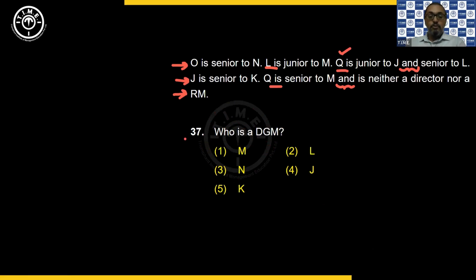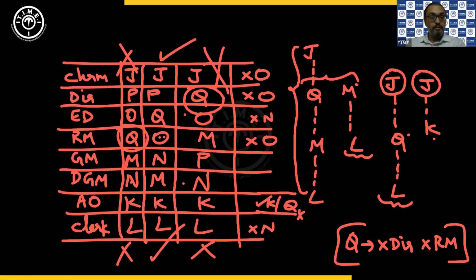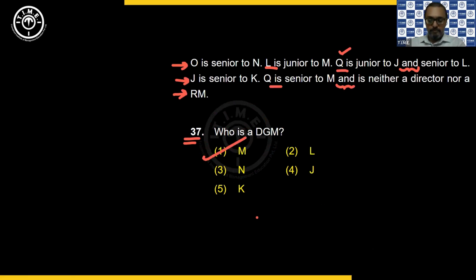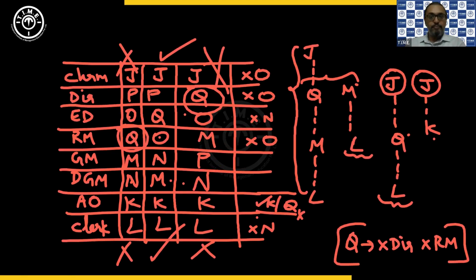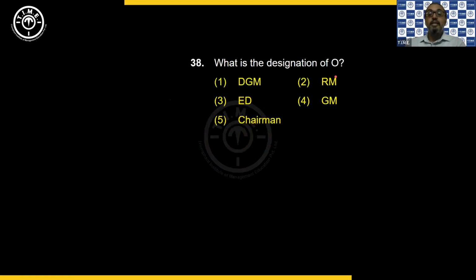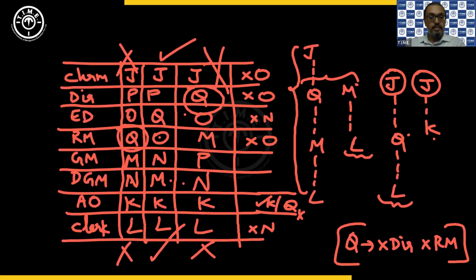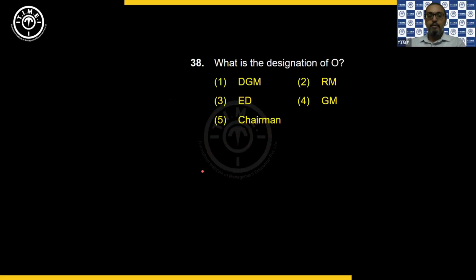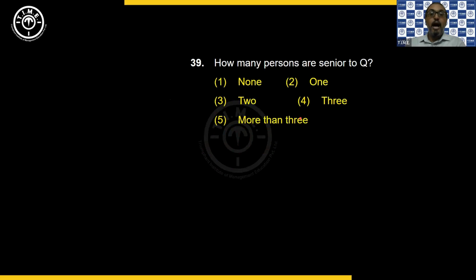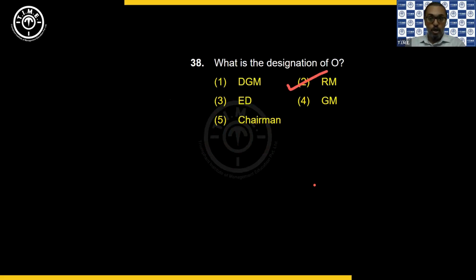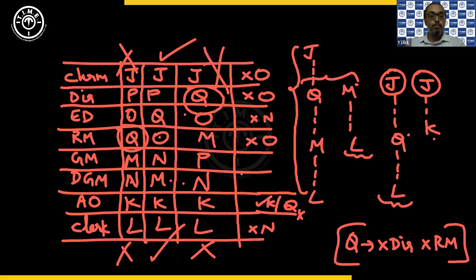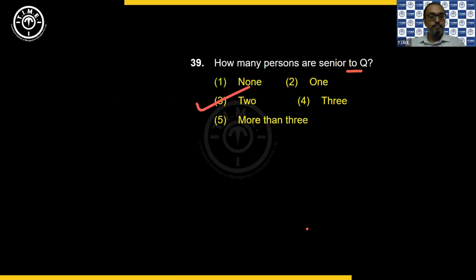Right. So now question number 37. Who is a DGM? So who is a DGM here? DGM is M. M is a DGM. First option. Okay. Then what is the designation of O? Okay. What is O's designation here? RM. So O is RM. Then how many persons are senior to Q? Senior means we took senior most at the top. So above Q, how many are there? So above Q, there are only 2 people. So 2, third option.